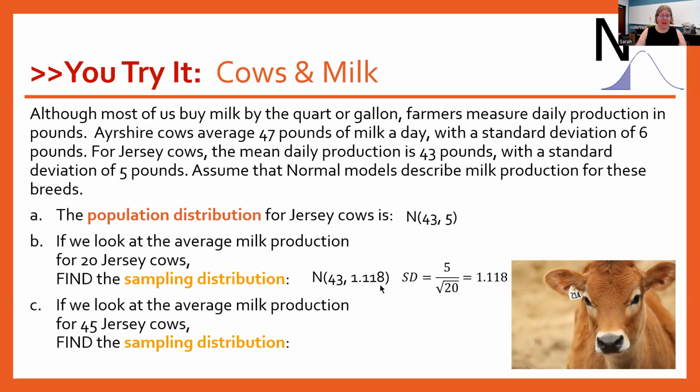And then similarly, what if we increase that sample size to 45? So my new standard deviation will be 5 divided by the square root of 45, or 0.745. And then I'm going to put that into the distribution so that I have my full sampling distribution. So it's normal, same mean of 43, and now a standard deviation of 0.745.